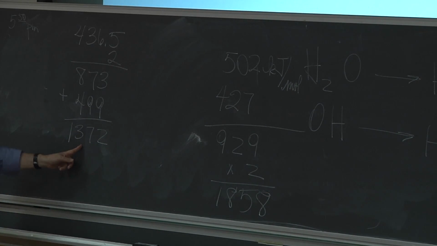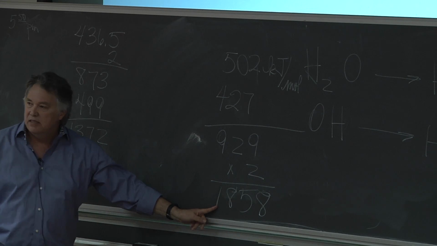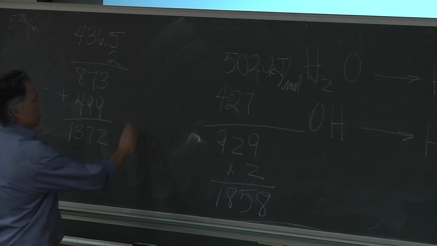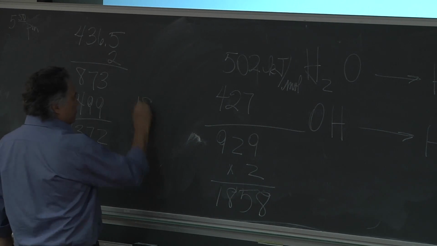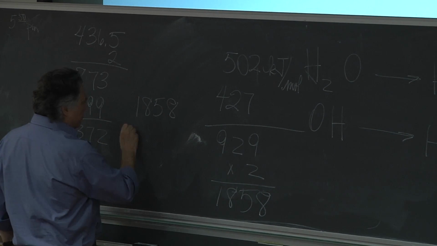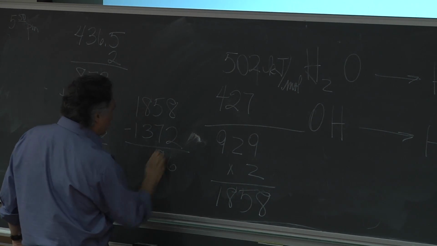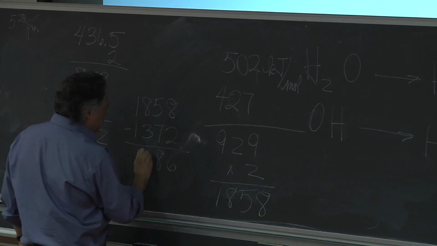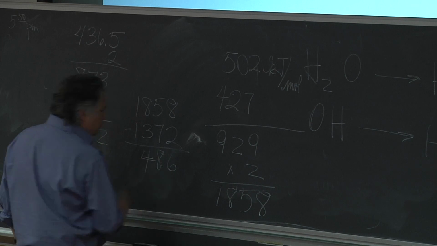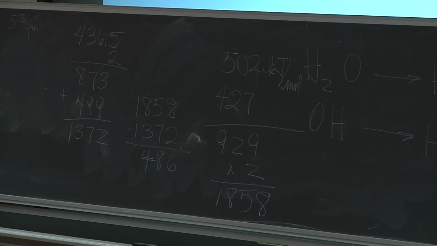So I put in 1372. I got 1858 coming back out, so my net difference is 486 kilojoules per mole. That's how exothermic this reaction is.